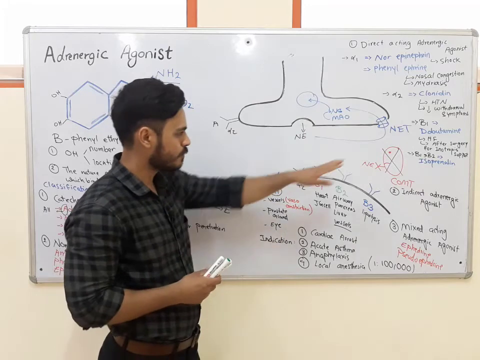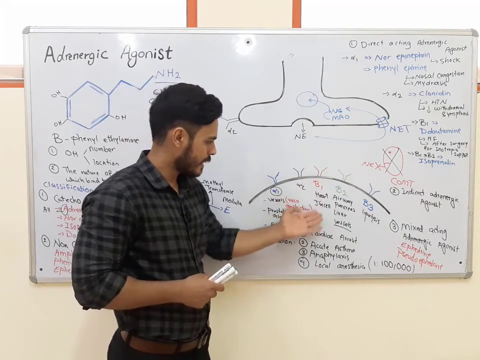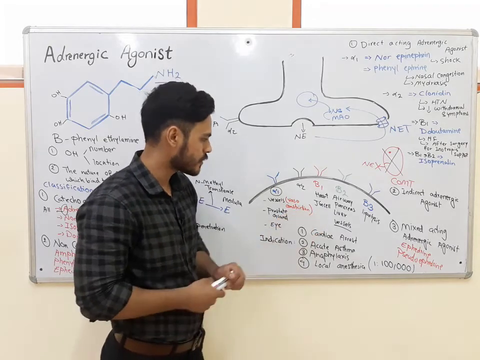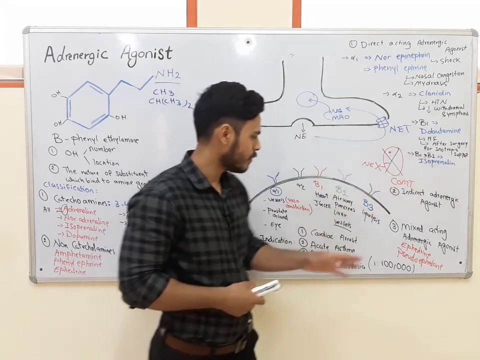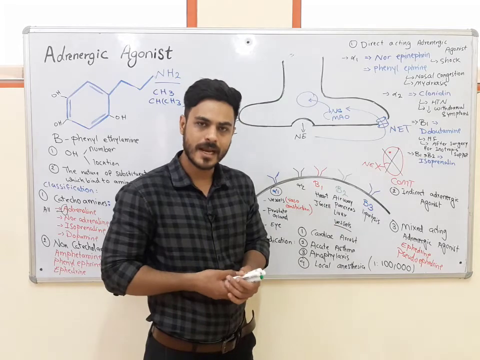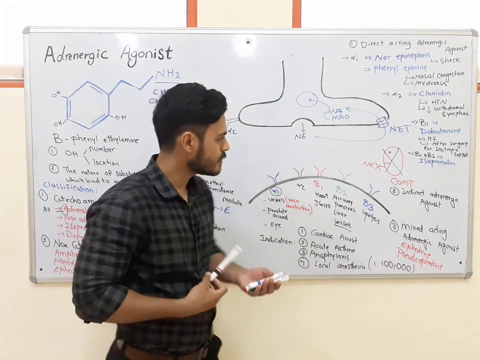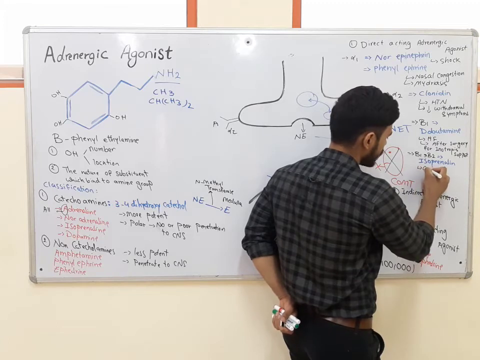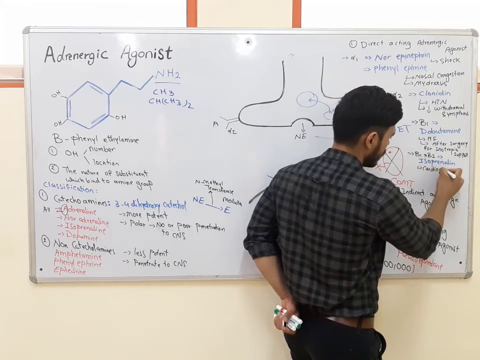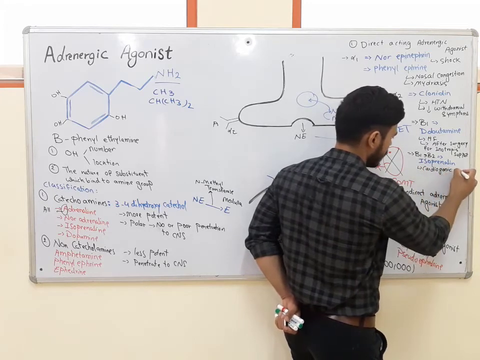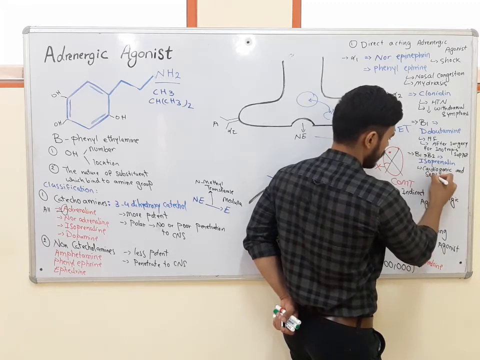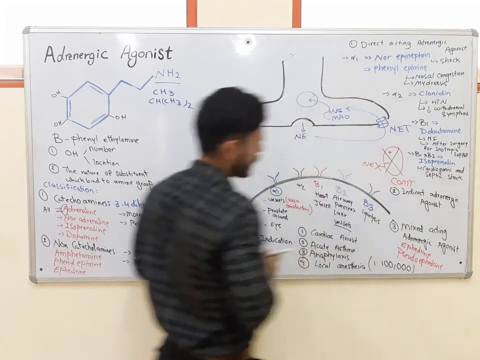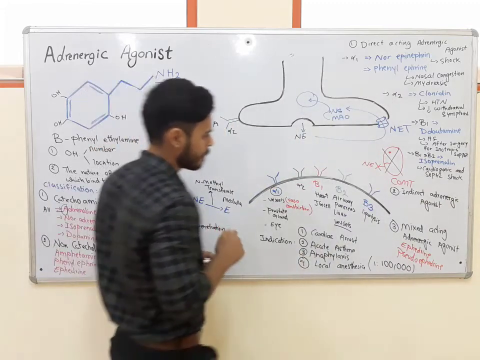By binding to beta-1, it can increase force of contraction, it can increase cardiac output as well as heart rate. By binding to beta-2, it can cause vasodilatation. So we can use this drug for treatment of cardiogenic shock and septic shock.